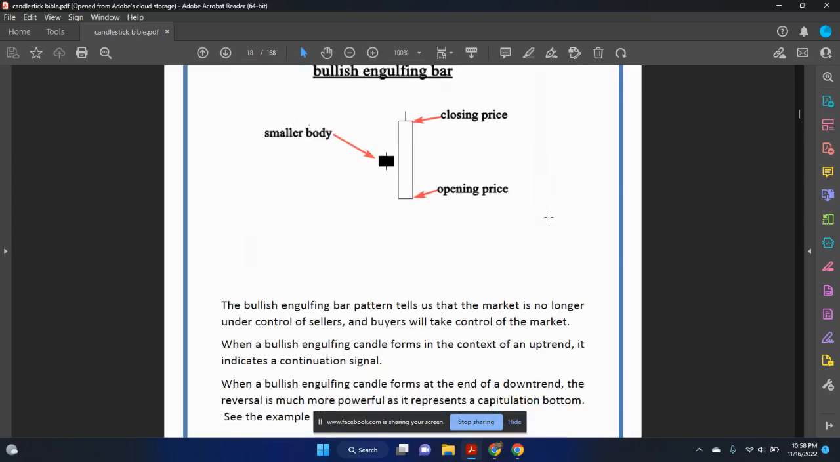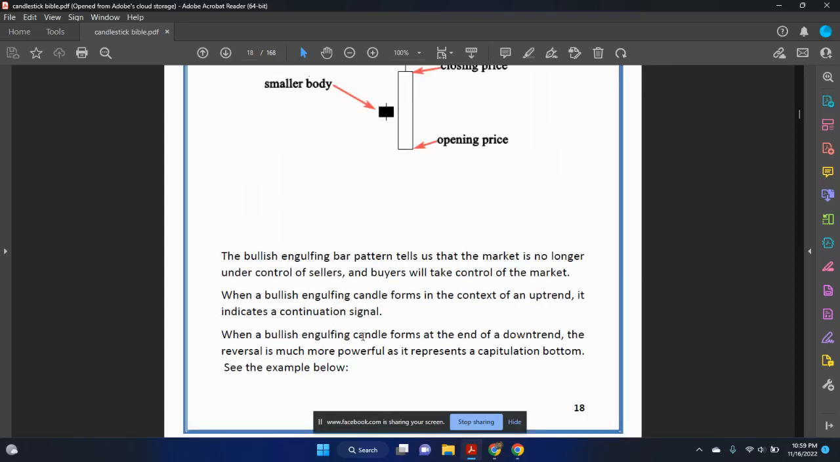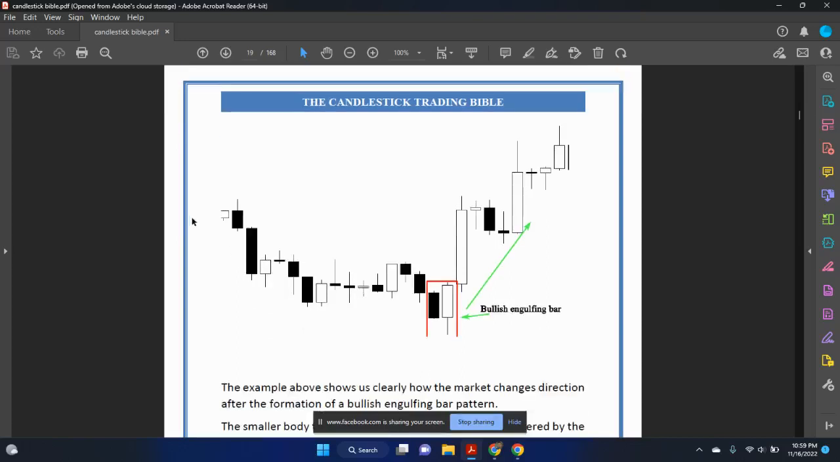Alright, it says the bullish engulfing bar pattern tells us that the market is no longer under control of sellers, and buyers will take control of the market. When the bullish engulfing candle forms in the context of an uptrend, it indicates a continuation signal. When a bullish engulfing candle forms at the end of a downtrend, the reversal is much more powerful as it represents a capitulation bottom. See the example below. So we were in a downtrend here. We have that bullish engulfing, and it goes up.